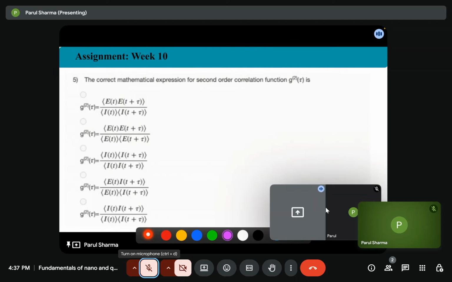The correct mathematical expression for the second order correlation function G2 is the intensity at time t times the intensity at time t plus tau, divided by the average intensity squared. The correct answer is option 5.